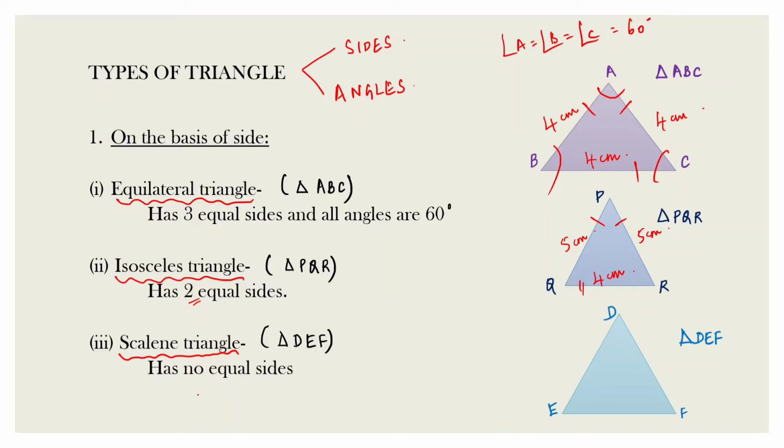Scalene triangle. Scalene triangle is a triangle which has no equal sides. Let's look at the figure triangle DEF. In this triangle, let's say that the side DE is 4 cm, side DF is 5 cm and side EF is 6 cm. Here we could see that the side DE is not equal to side DF and is not equal to side EF. All 3 sides are not equal. Hence, we could say that the triangle DEF is a scalene triangle.